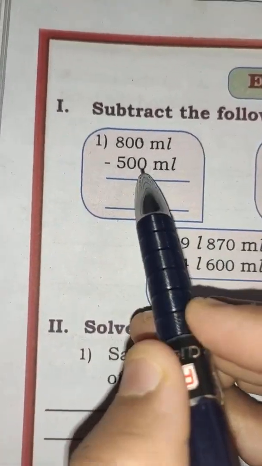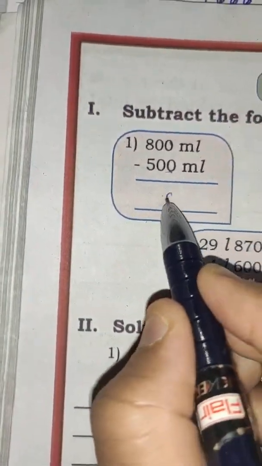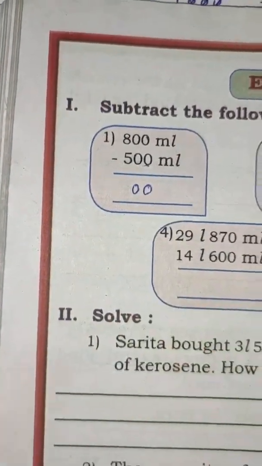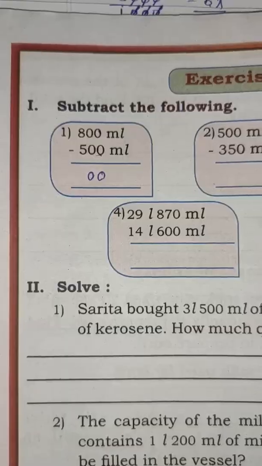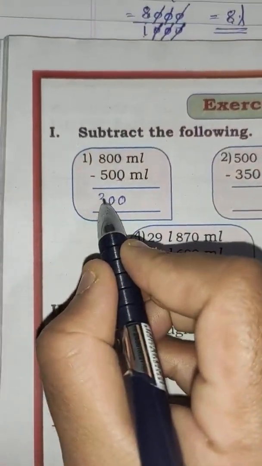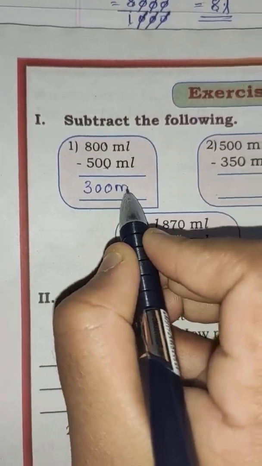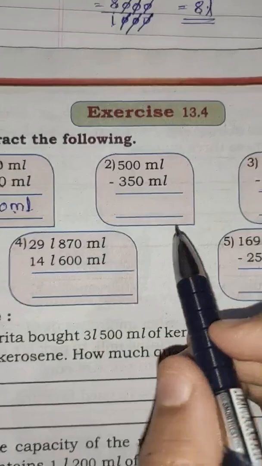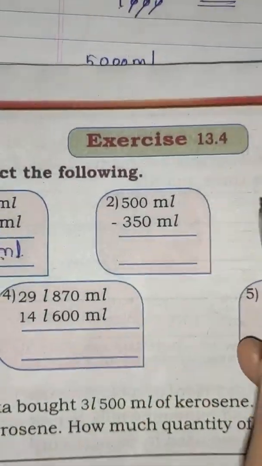So 0 minus 0 is 0. 8 minus 5 is how much? 8 minus 5 is 3. So 300 ml, we will write ml as it is. So 300 milliliter. Okay, now we'll take the second example.